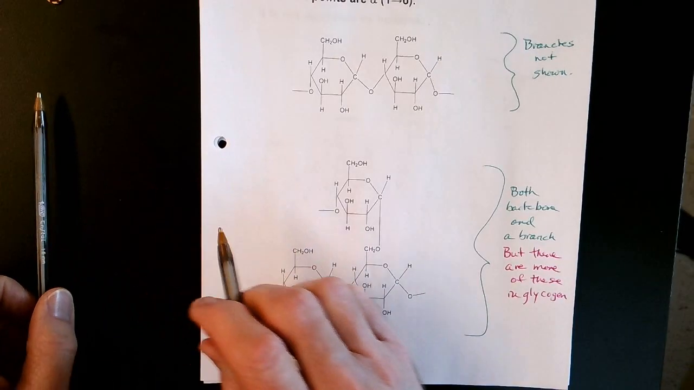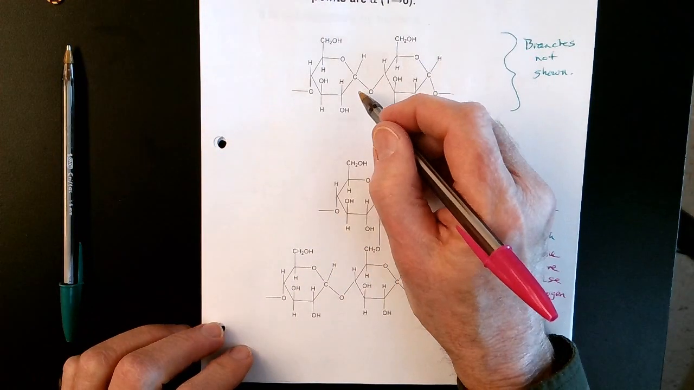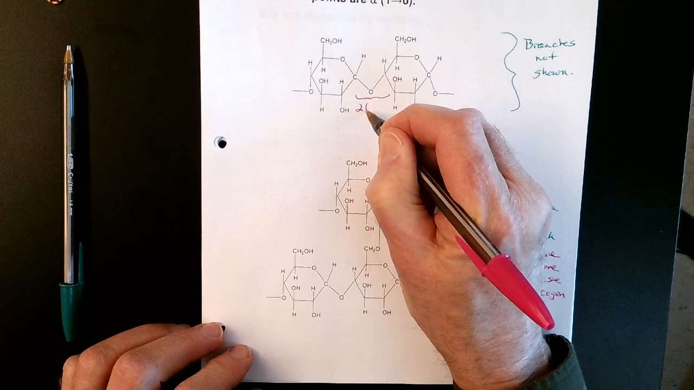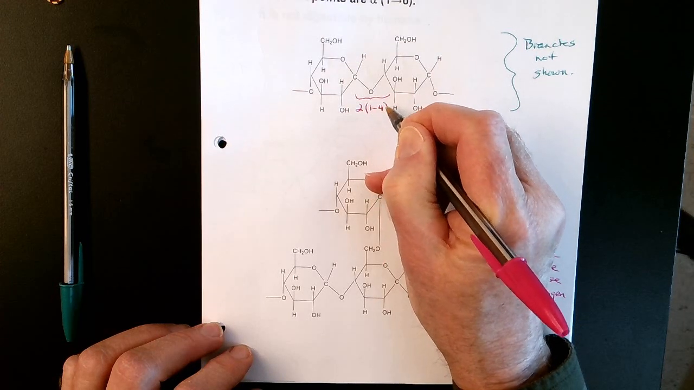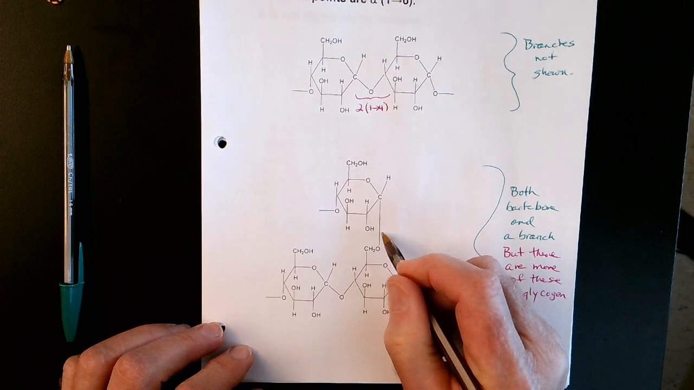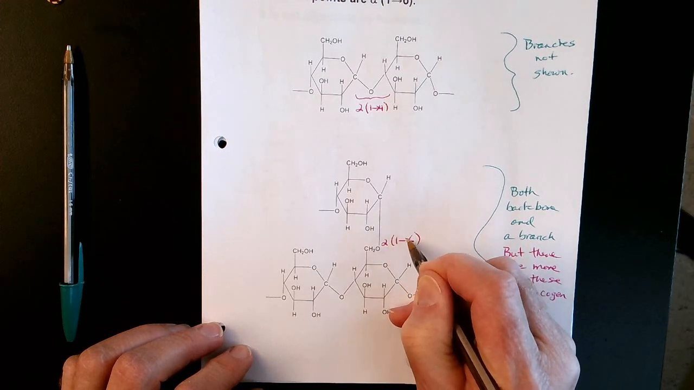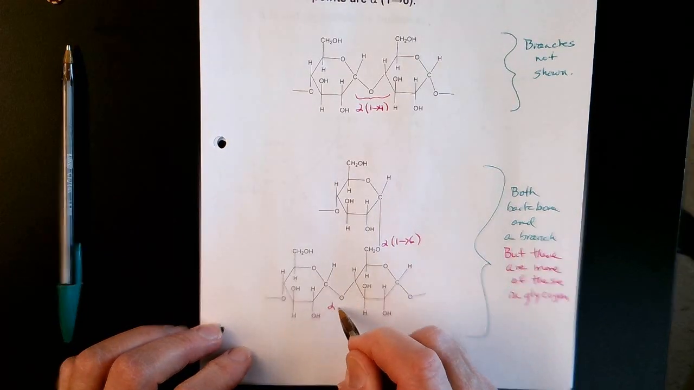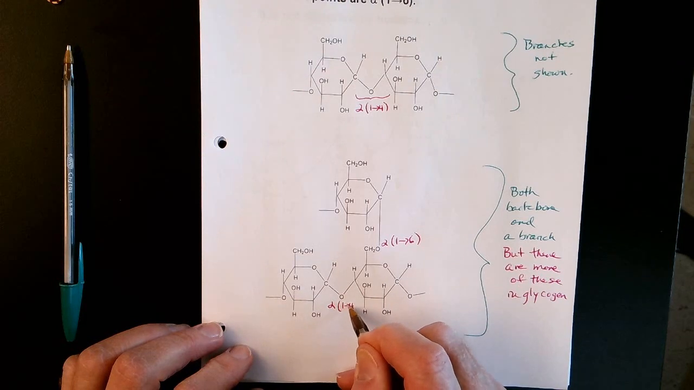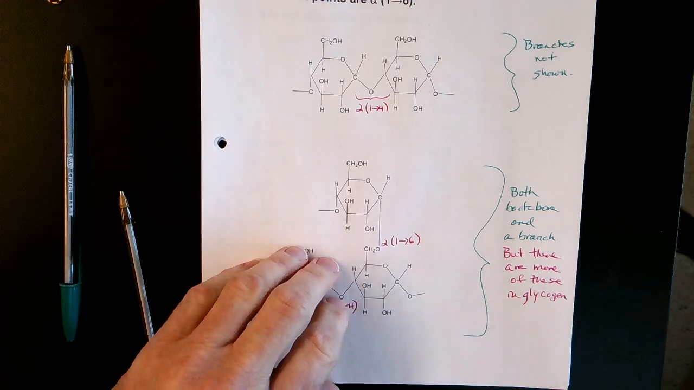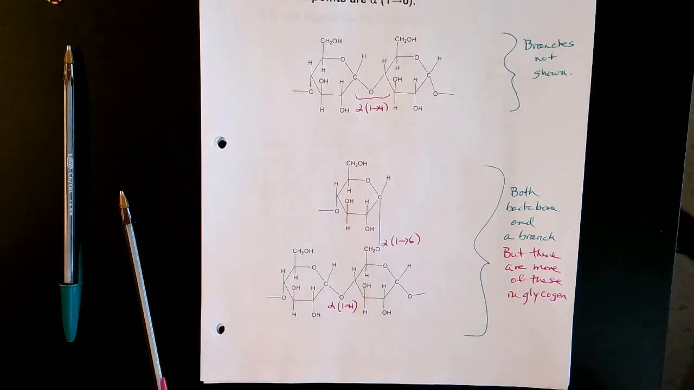So maybe here's one more chance to look at labeling. This again is alpha 1 to 4. This linkage right here is alpha 1 to 6. This one is alpha 1 to 4. All right, that's the whole difference to the extent that we need to be worried with it right now.